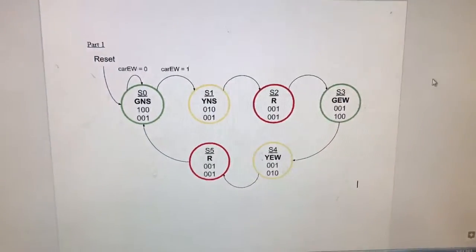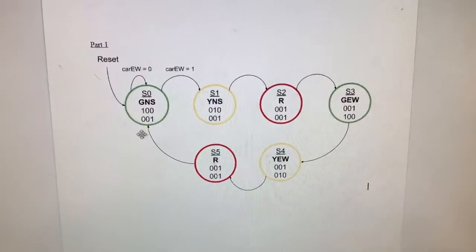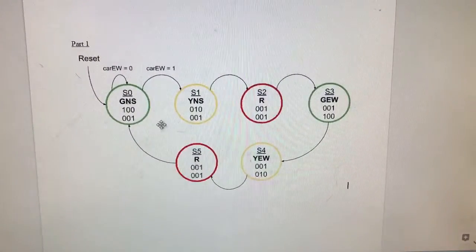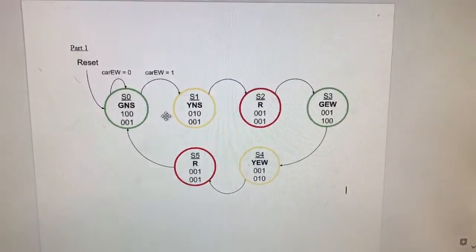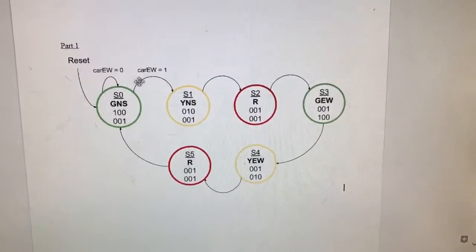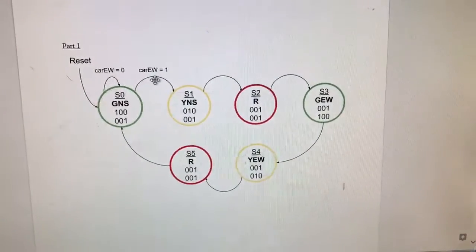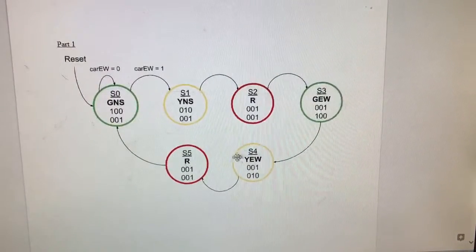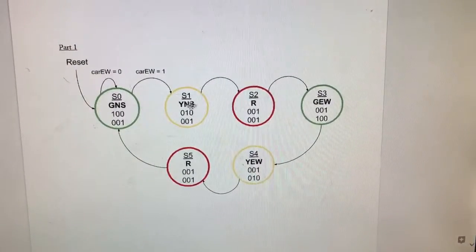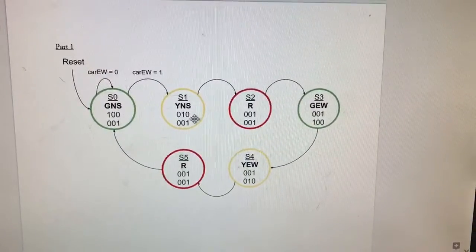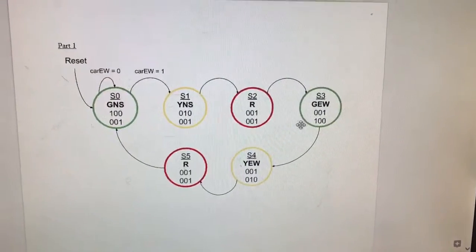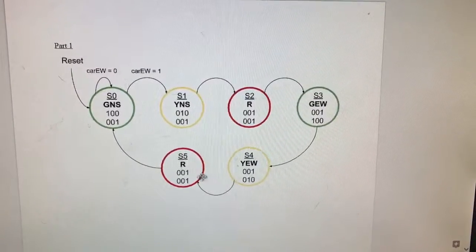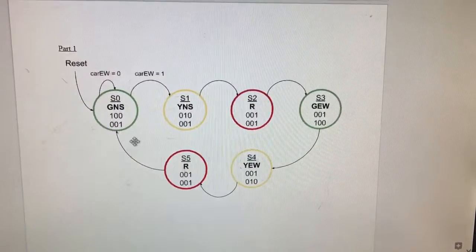Okay, so this is part 1 of homework 8. In the initial state, we have green in the north-south direction, which is only changed to the second state if we sense a car in the east-west direction, or our sensor or variable east-west equals 1. Then we just cycle through the entire system and go back to the initial state. And that includes yellow north-south, then red both directions, green east-west, yellow east-west, red both directions, green north-south.